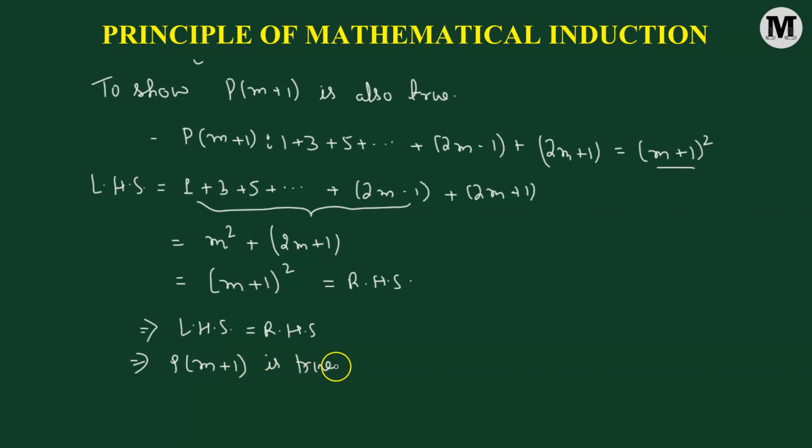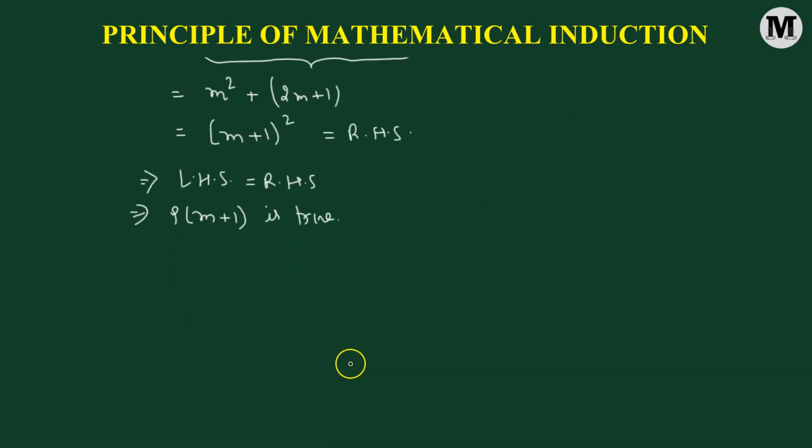Since we have successfully shown that P of m plus 1 is true, we can now generalize and say that the original statement P of n is a true statement for all values of n belonging to the set of natural numbers N. So we have proved this using the principle of mathematical induction.